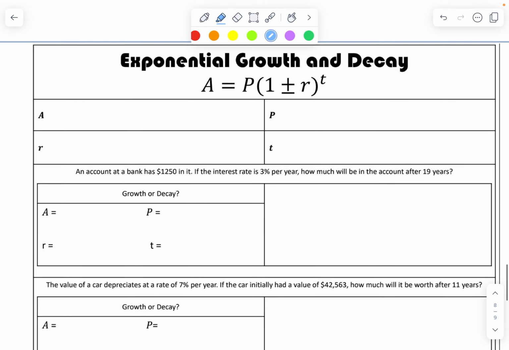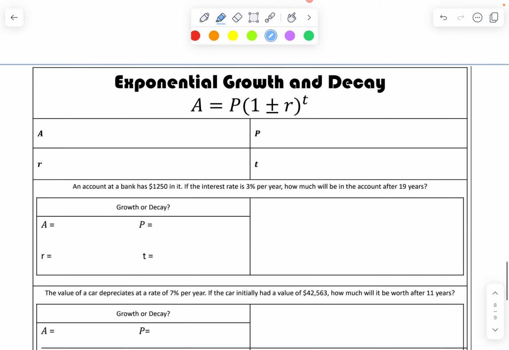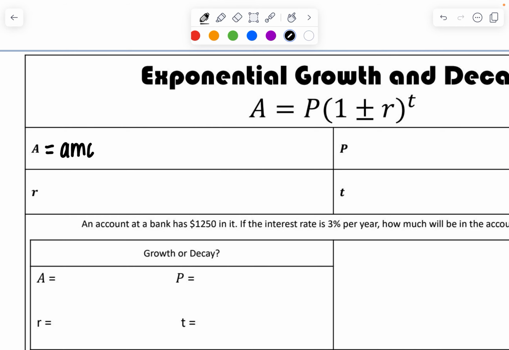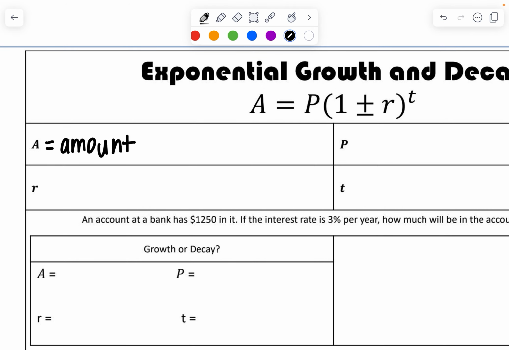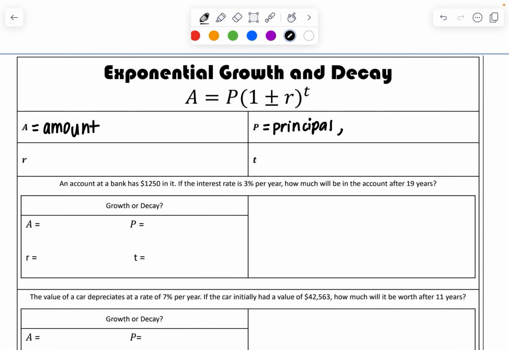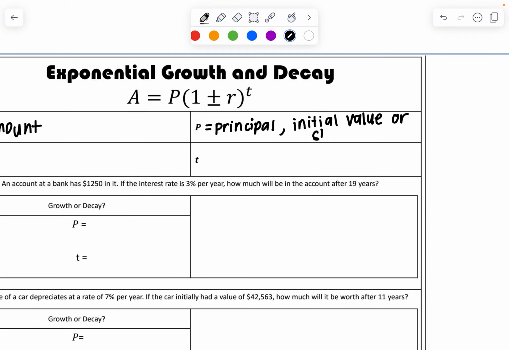So let's put it all together here. We're going to use this equation based on what we know about growth and decay. A is basically like our y, right? This is going to tell us the amount that we have. P is a really fancy word for principal, which typically we're talking about money and things like that. So principal is just a really fancy way to say our initial value or starting amount.